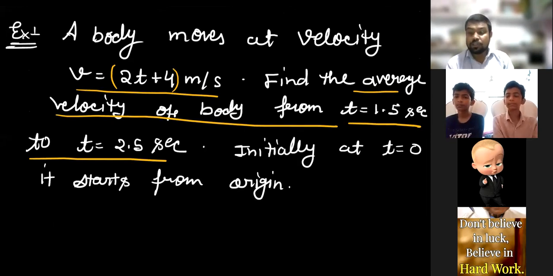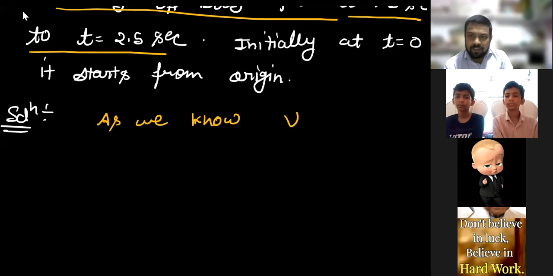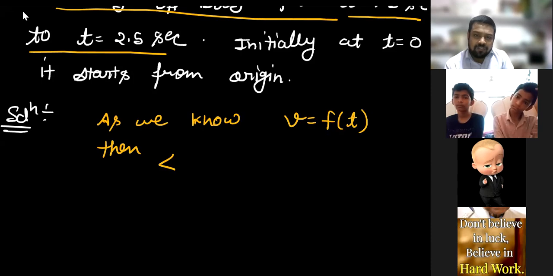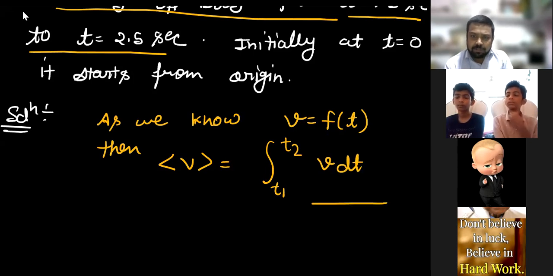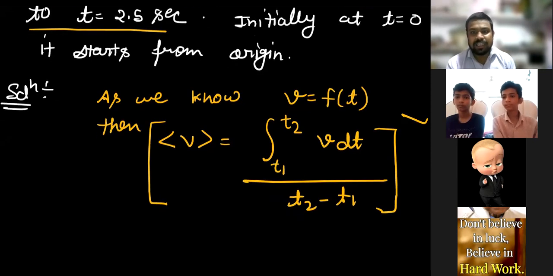Okay, my dear friends. Let us see before starting this solution. First of all, as we know, when velocity is a function of time, then the formula of average velocity is the integration from t1 to t2 of v dt divided by t2 minus t1. Do you remember? Okay. So let us see.